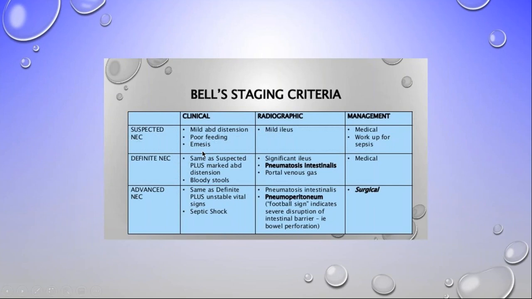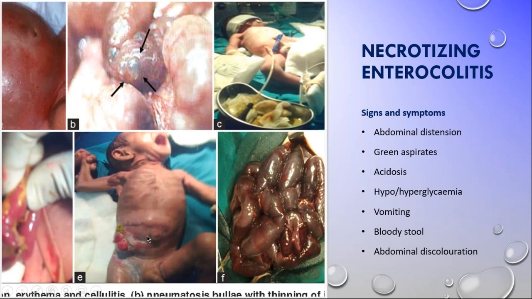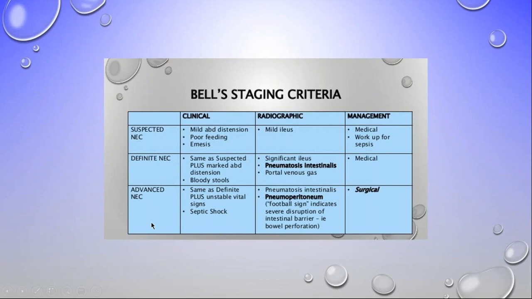A definite NEC, the same as above, plus there's marked abdominal distension and bloody stools. There's a significant ileus. There's pneumatosis intestinalis. There's portal venous gas. On this x-ray, you can see it there. And it's treated medically. Then we get advanced NEC. It's the same as above, but now this baby has become severely unstable. It's a septic shock. There's pneumoperitoneum, football sign indicating severe disruption of the intestinal barrier. So there's a bowel perforation. These children need surgical intervention.